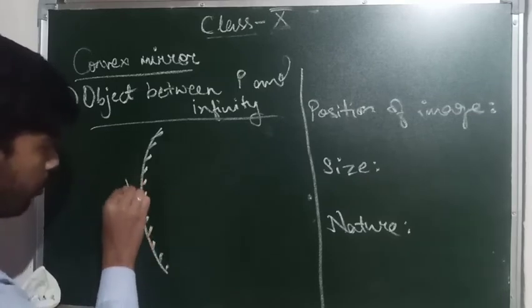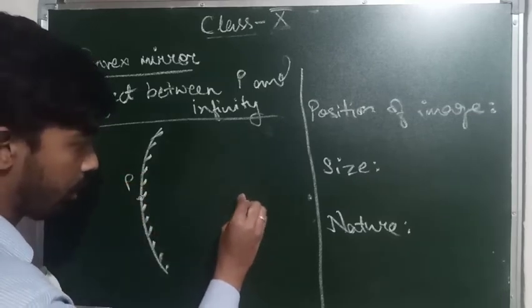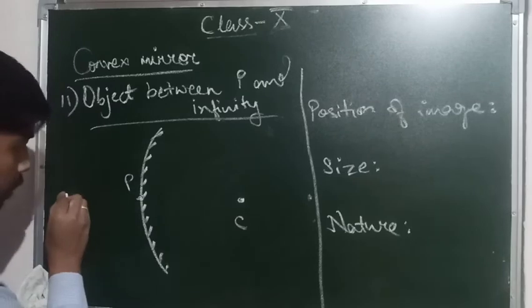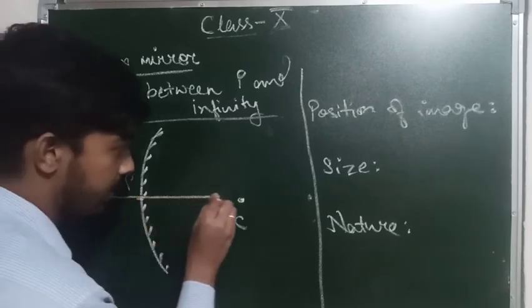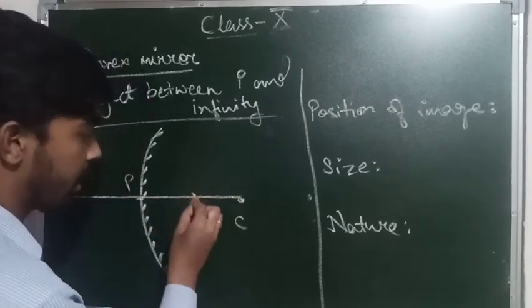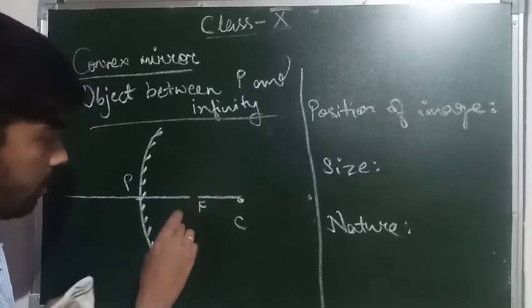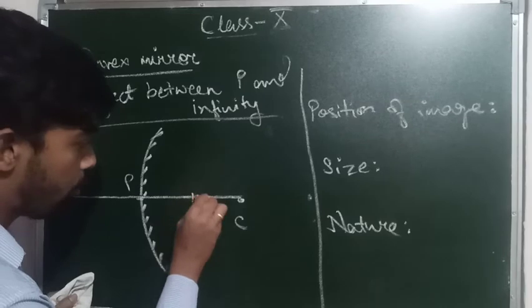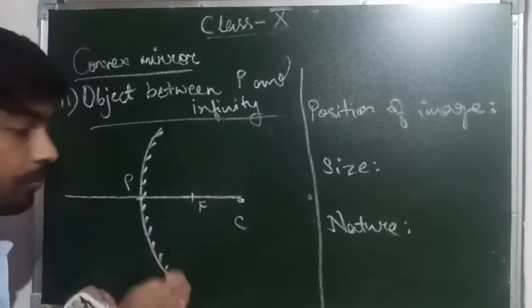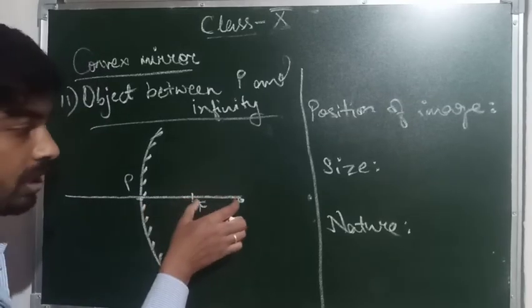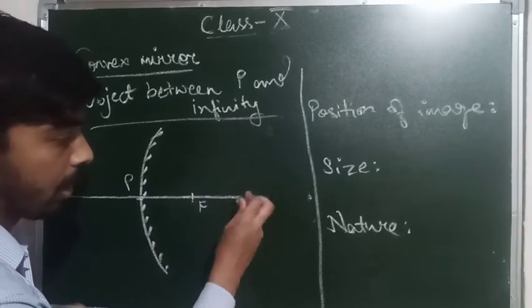This will be our pole, and somewhere here will be our center of curvature. We will be extending the principal axis to C. Here will be our focus. Remember, the distance of focus from the pole up to center of curvature is always half. Means this part is equal to this much part.